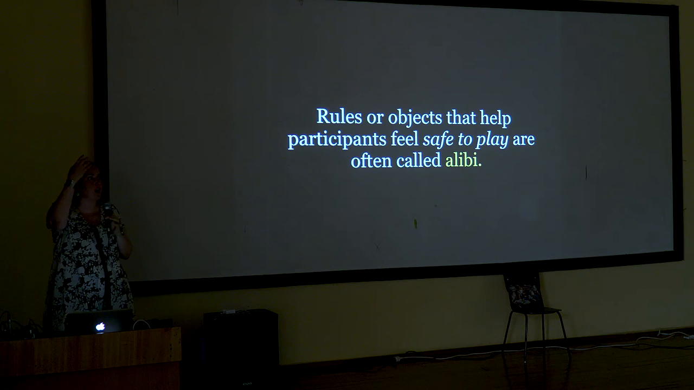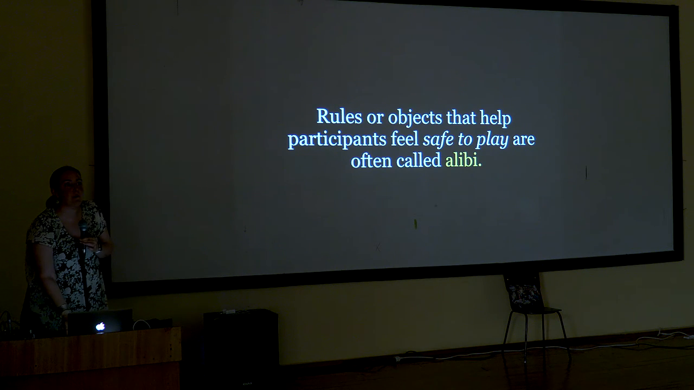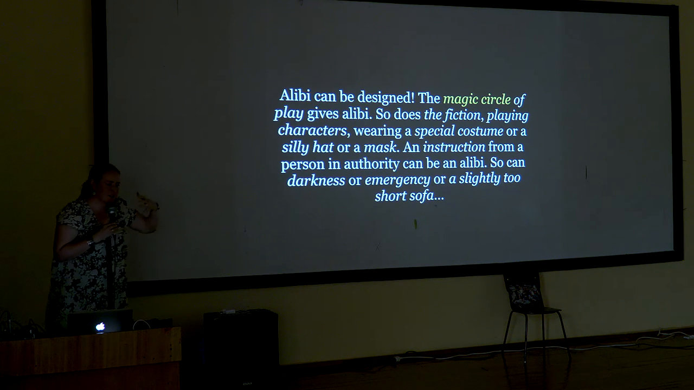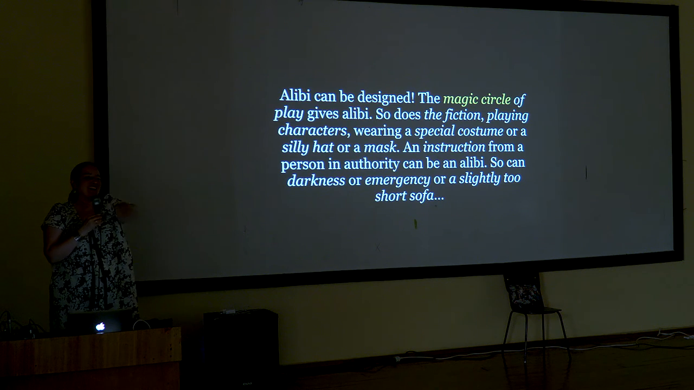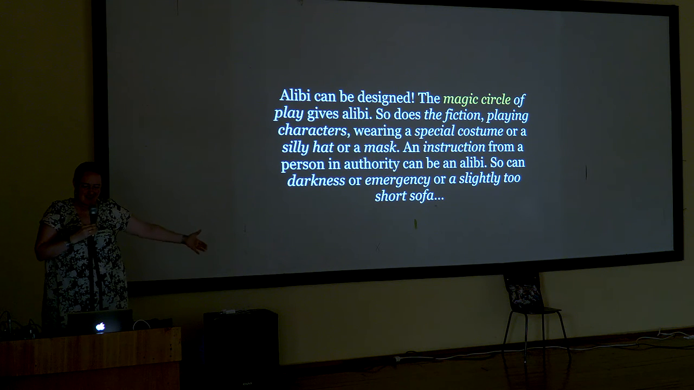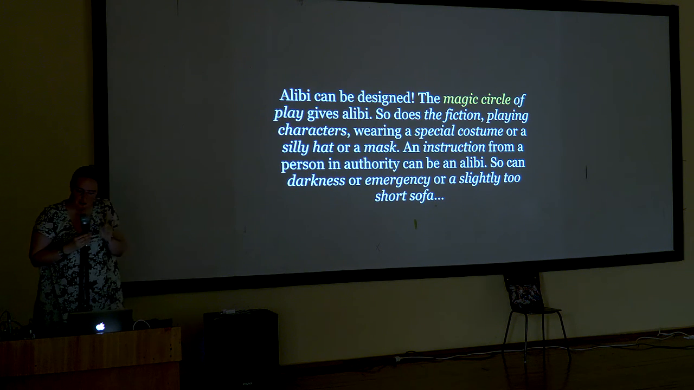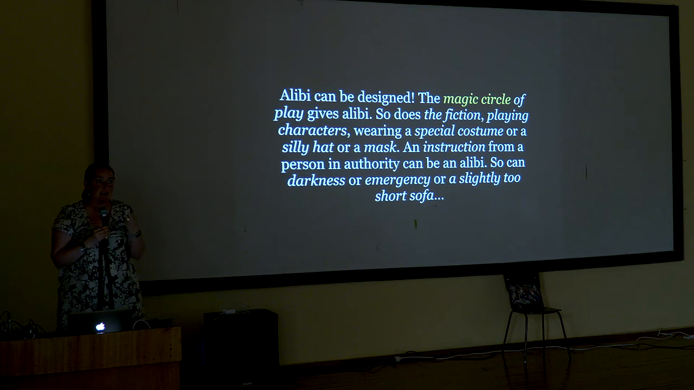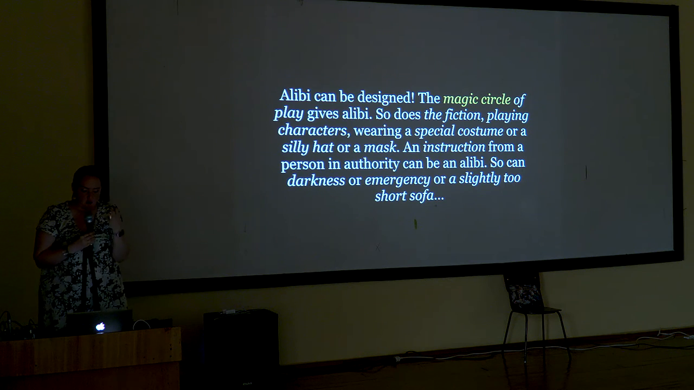And maybe I wear a crown so that it becomes super clear for everybody, and then I have multiple layers of alibi, and these can be designed. So in this fiction where I'm the queen, there's a magic circle, that's the limit of the LARP, the time and the place when the LARP is being played. The fact that we're playing already gives us alibi, because when you're playing, it doesn't count, right, in our culture. And it's fiction, and we're playing characters, and those aren't real, so that gives me alibi to behave like somebody else. And I wear the special costume or the silly hat, and those give me alibi.